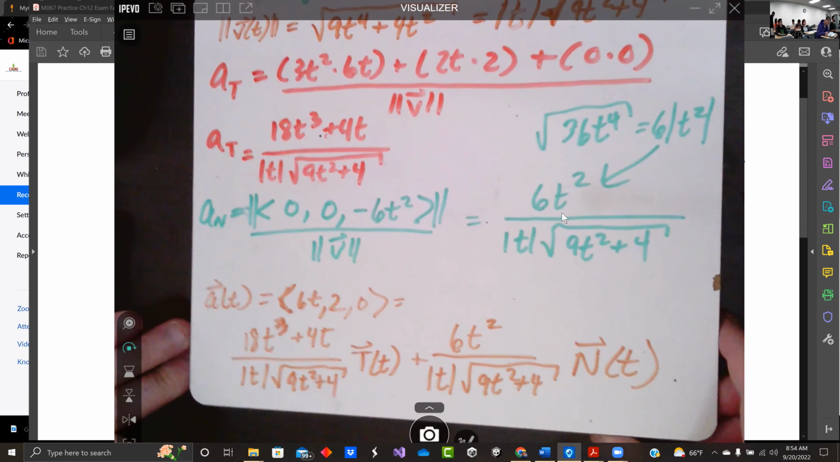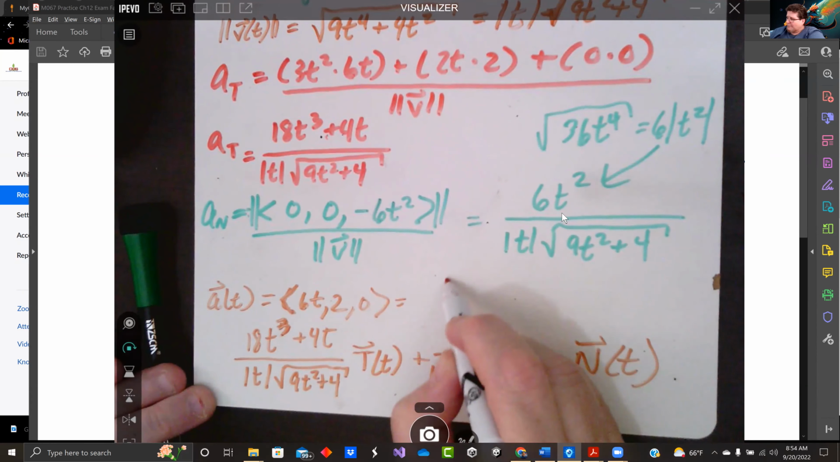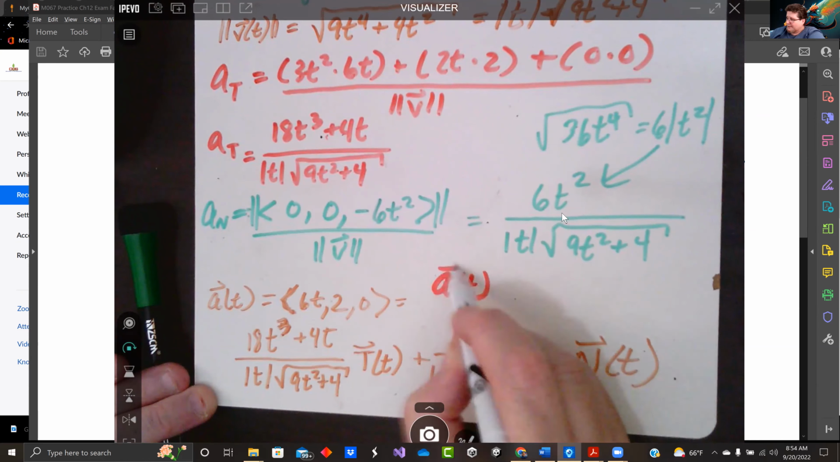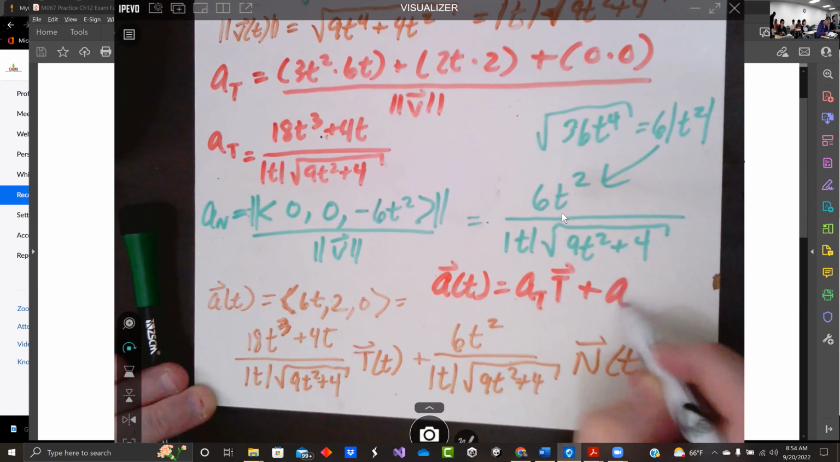That's the tangential vector T, and then the normal vector N. So the general form of the acceleration vector can be written as a sub t times T plus a sub n times N.